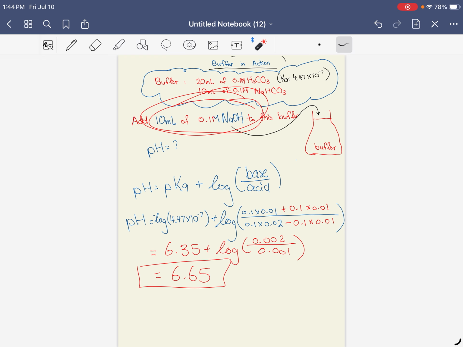So the whole point of this lesson is to first look at what the pH of the buffer is. Number 2, if I were to add a little bit of strong acid to my buffer, how would the pH change? And number 3, if I were to add a little bit of strong base, what would the change of the pH be as well? Hopefully you guys understand all of this.